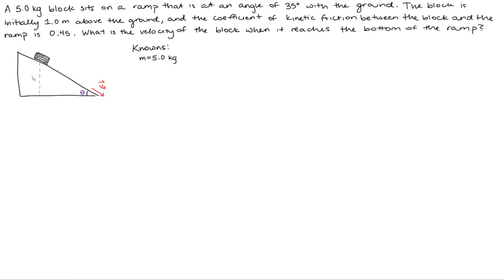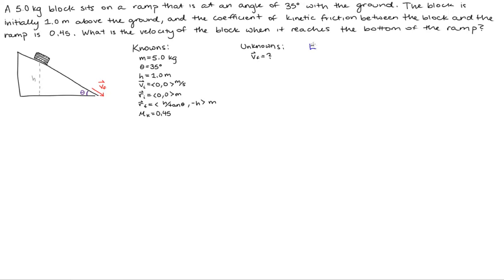The mass of the block is 5.0 kilograms. The angle of the ramp to the ground is 35 degrees. The initial height of the block is 1.0 meters. The initial velocity of the block is 0,0 meters per second. The initial position of the block can be labeled 0,0 meters, and the final position of the block can then be found as h over tan theta, negative h meters. Lastly, the coefficient of kinetic friction between the block and the ramp is 0.45. Our unknown quantity is the final velocity of the block.